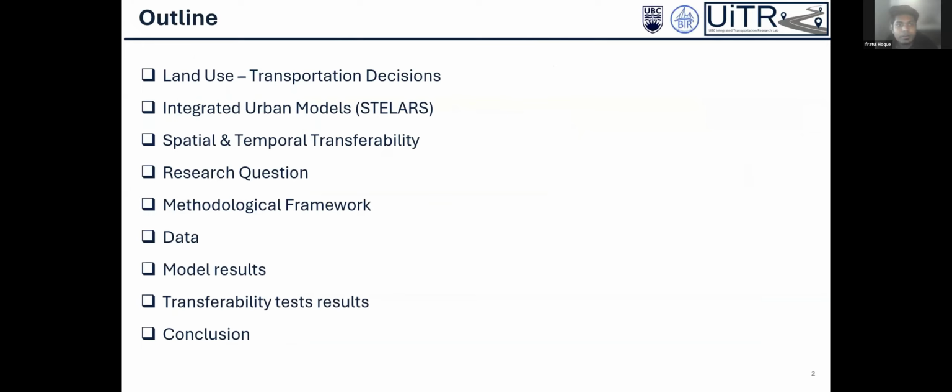First, I'll give you a brief outline. First, a description of what land use and transportation integrated decisions actually mean. Then I will move on to the Stellar model, which is the focus of this paper, an integrated urban model. As the focus of this paper is about transferability, I will explain what spatial and temporal transferability actually are, and the basics, the research question, the methodological framework, the data we used, the model results that we estimated, and finally the transferability test results.